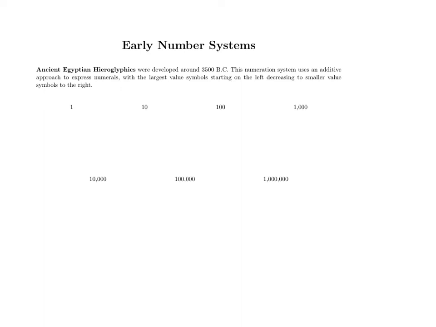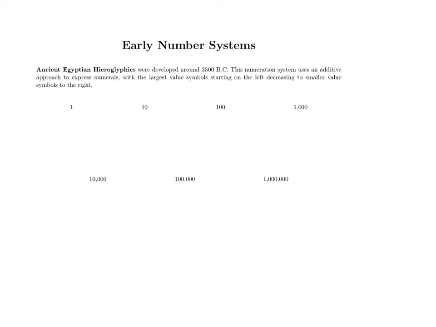In this lesson, we will briefly examine two early number systems. Let's start with ancient Egyptian hieroglyphics. These were developed around 3500 BC, and in this number system, an additive approach was used to express every single numeral. All of the symbols are listed in order from left to right, going from largest down to smallest.